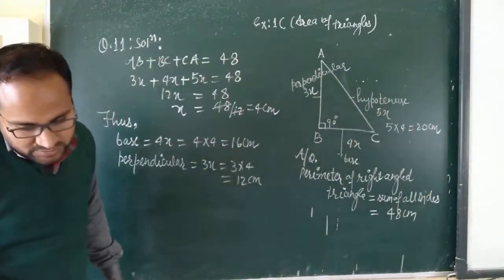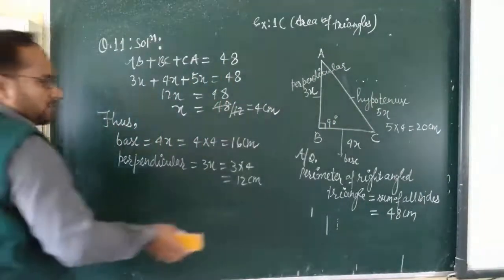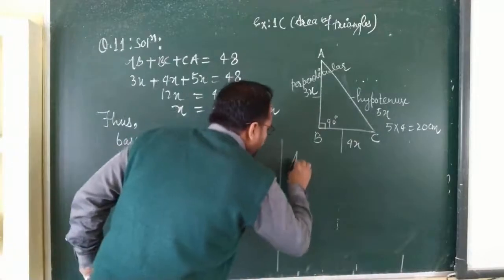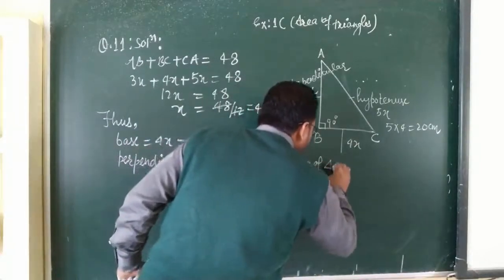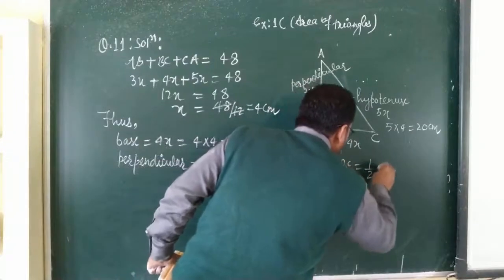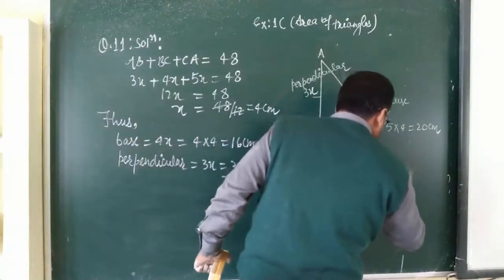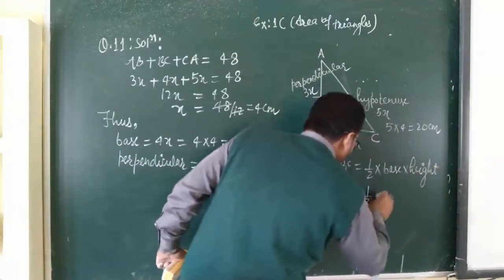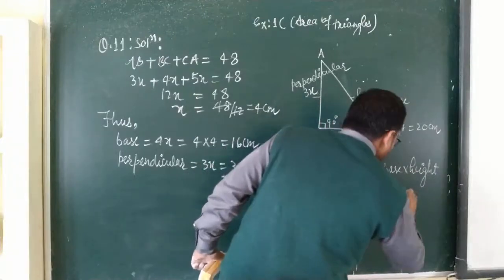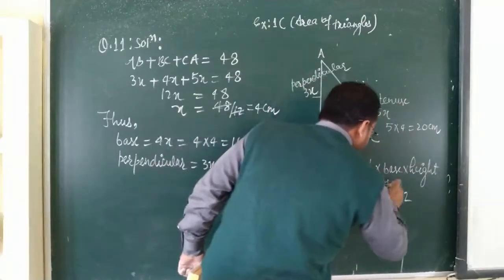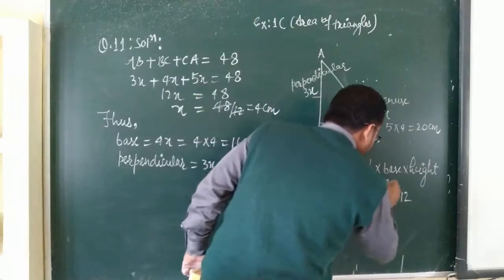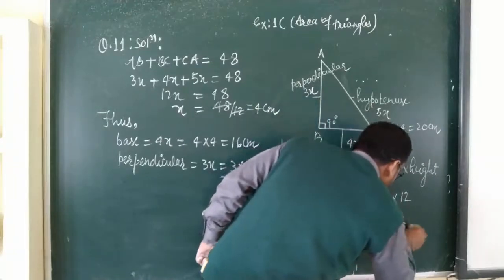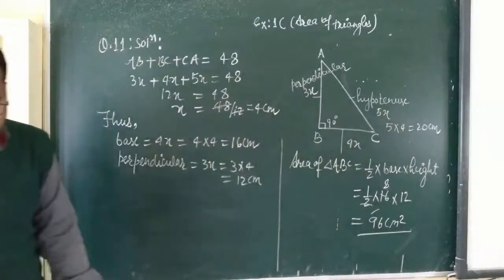So what is asked in your question? Find its area. So after that, I am going to find the area of this triangle. Area of triangle ABC is equal to 1 by 2 into base multiplied by height. So in this case, 1 by 2, base is 16, height is 12. Multiply this: 8 into 12 is 96 centimeter square is the answer. 96 centimeter square, students.